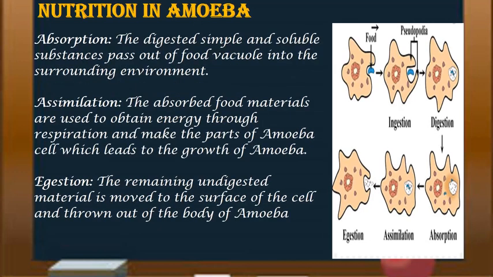Next step followed by digestion is absorption. The digested simple and soluble substances pass out of the food vacuole into the surrounding environment. Assimilation. The absorbed food materials are used to obtain energy through respiration and make the parts of the amoeba cell, which leads to the growth of amoeba. The last step is egestion. The remaining undigested material is moved to the surface of the cell and thrown out of the body of amoeba.